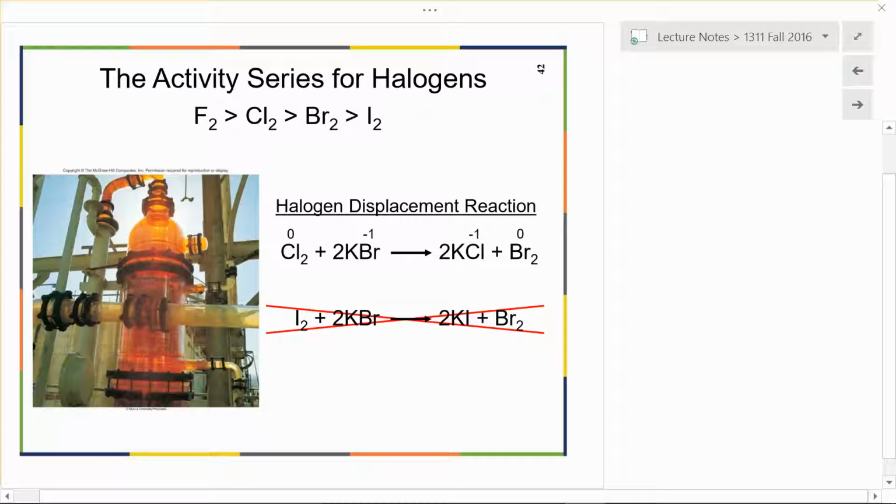Here's the activity series for halogens. Okay. So here you can see that bromine at a -1 charge goes to a 0 charge. What do we call that? Oxidation or reduction for bromine. Bromine, did it lose or gain? Okay. Bromine lost electrons.